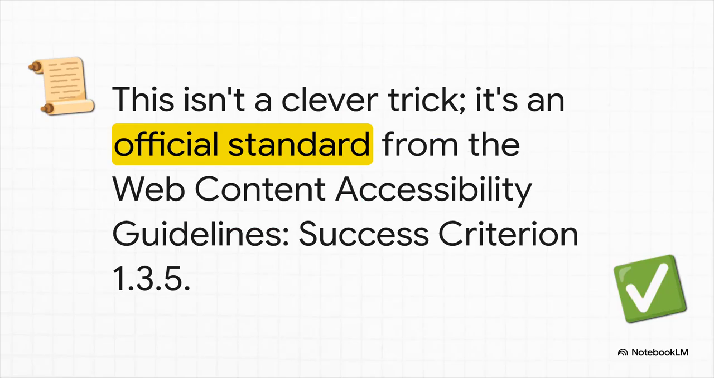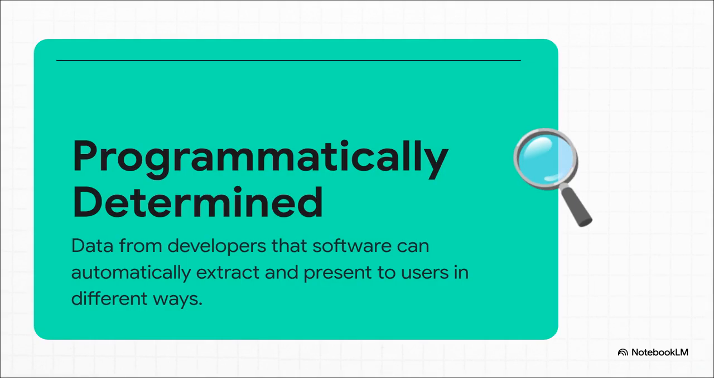Now, this isn't just some clever trick that a few developers came up with. It's actually baked into the official Web Content Accessibility Guidelines, or WCAG. Specifically, Success Criterion 1.3.5 says that the purpose of these fields has to be, and this is the key phrase, programmatically determined. Programmatically determined. What on earth does that mean?